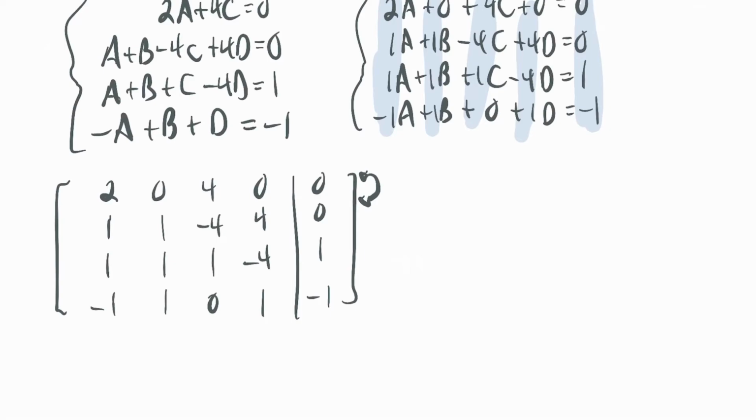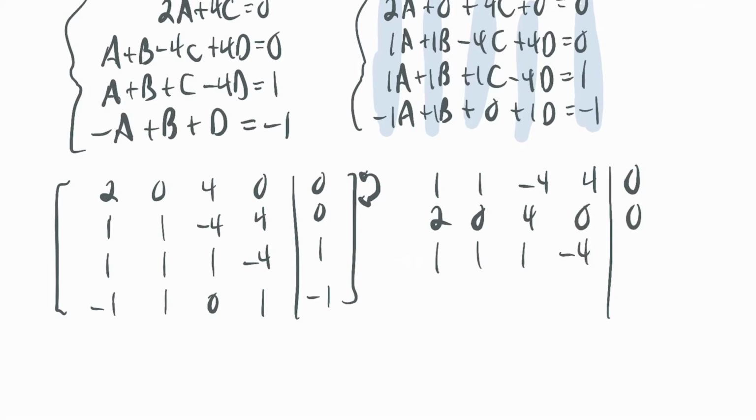So my new first row is 1, 1, negative 4, 4, and then, I'm sorry, 0, rather, 0. And then the second row is the old first row. And then the other 2 rows don't change. Okay, so there's my second step.